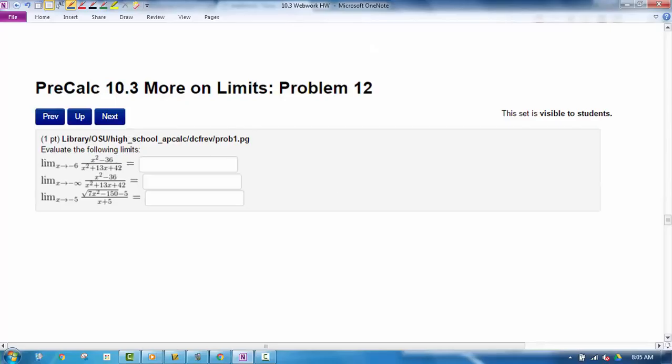Okay, this next problem is tricky. I'm going to take this first function. I want to know what happens when x goes to negative 6. So I'm going to factor this. I'm going to make it x minus 6, x plus 6. And then in the bottom, I have x plus 6, x plus 7 it factors into. So 2 of these cancel, and that's important because that's a hole.